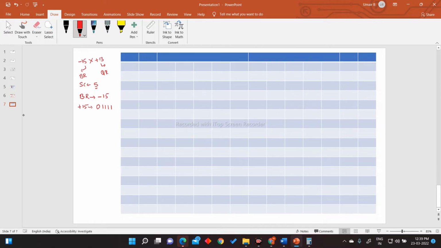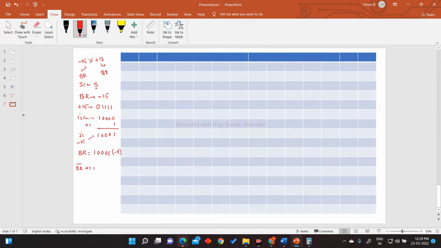So you have to remember this logic. Plus 15 you write it, and then you take the 1's complement of this. The 1's complement is 1, then 4 zeros, and then you add plus 1 to this, so that you get the 2's complement. The 2's complement is the negative of that positive number. So this will represent minus 15. So what is BR? BR is equal to 1, 0, 0, 0, 1, and this represents minus 15. That you have to remember. Now what is BR bar plus 1?